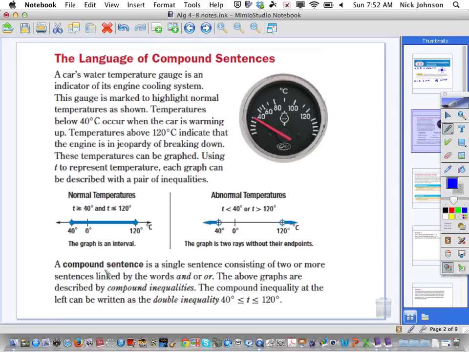A compound sentence is a single sentence consisting of two or more sentences linked by the words and or. The above graphs are described by compound inequalities. The compound inequality at the left can be written as a double inequality. 40 degrees is less than or equal to T is less than or equal to 120.